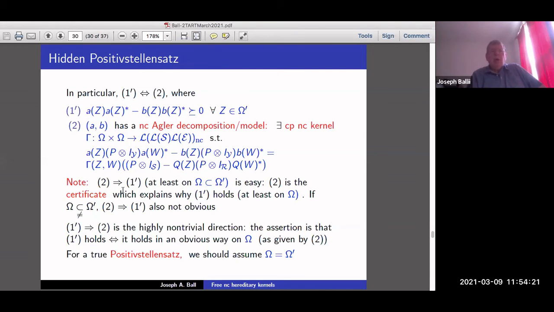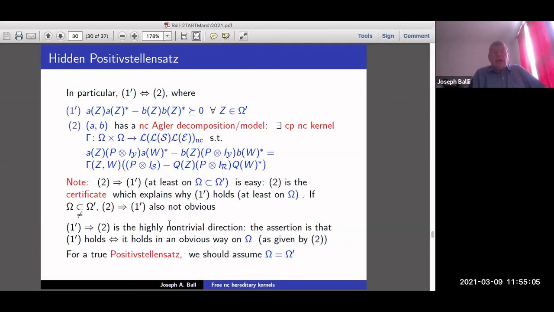Here's the discussion. In particular, I want to focus on 1 prime if and only if 2. Here's 1 prime repeated and 2 repeated. Then 2 implies 1 prime, at least on omega, is easy, because then you just restrict p to be the identity and take z equal to w. But if omega is strictly contained in omega prime, it's not obvious how you go from 2 to 1 prime. So 1 prime to 2 is the non-trivial direction, which takes a cone separation argument.